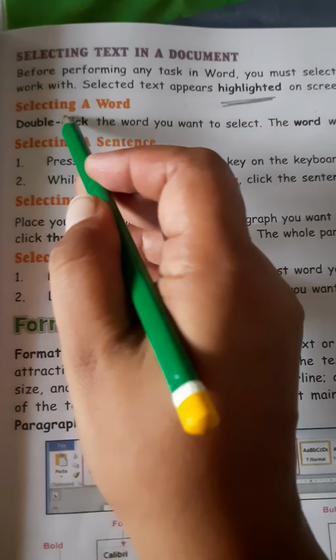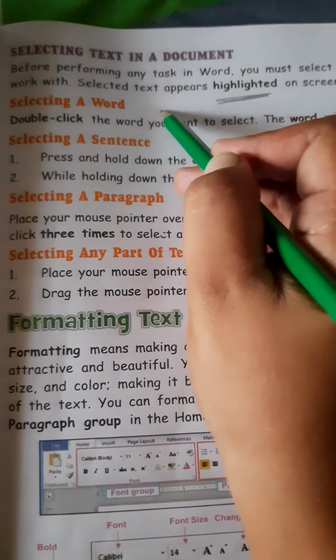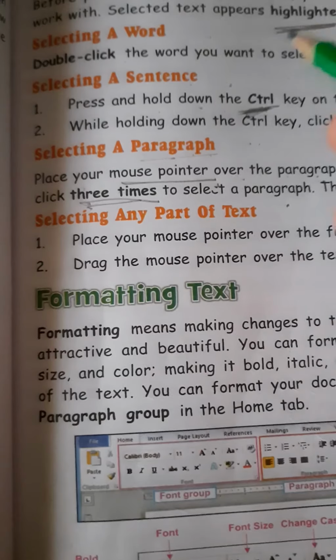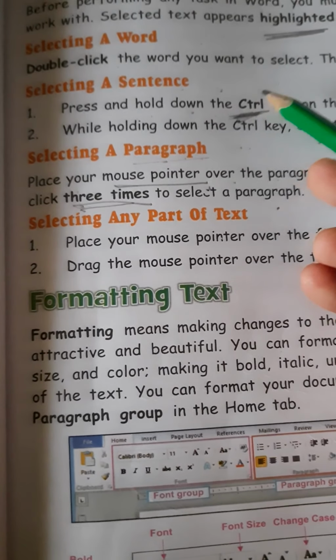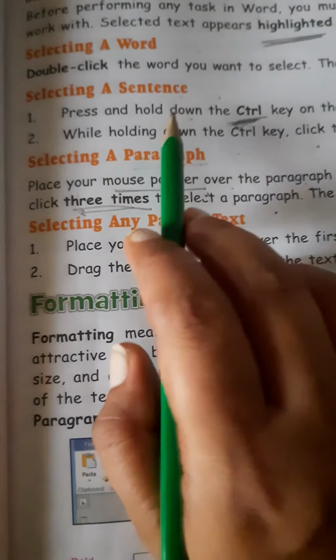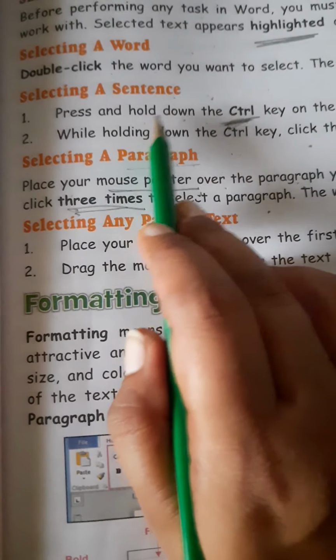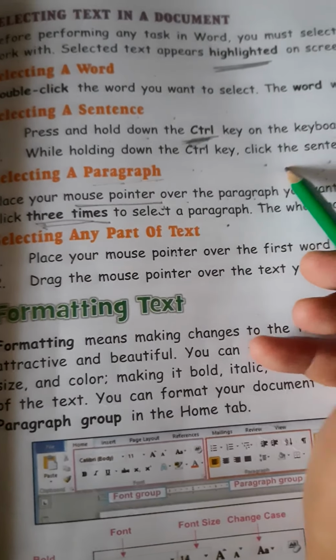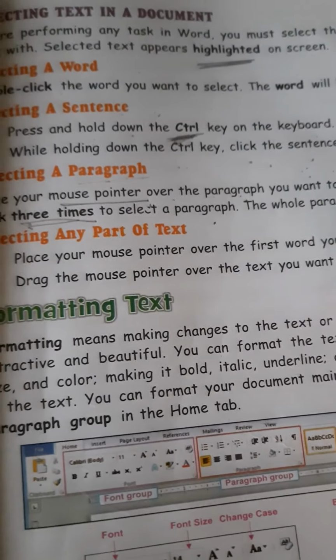Next is selecting a word. To select a word, double click the word with the help of mouse. Next is selecting a sentence. To select a sentence, press and hold down the control key on keyboard. Then click the sentence you want to select.